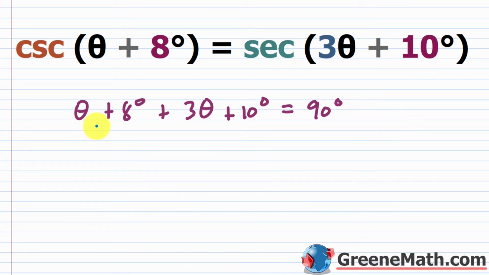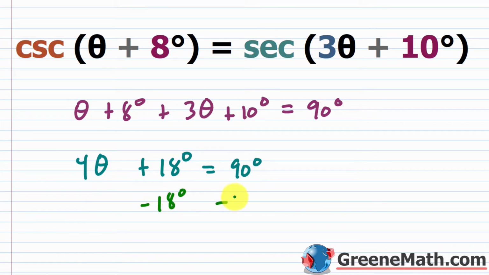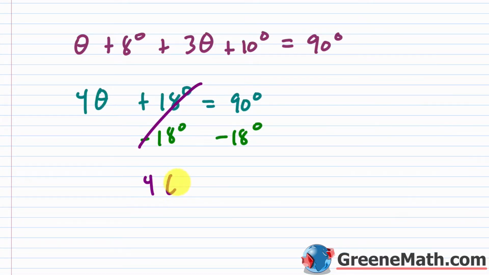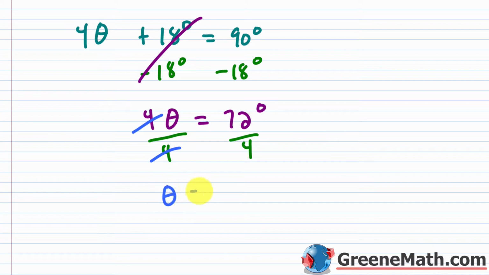Okay, so theta plus 3 theta is 4 theta. 8 degrees plus 10 degrees is 18 degrees, and this equals 90 degrees. Let's subtract 18 degrees away from each side of the equation. This is going to cancel. So we have 4 theta is equal to 90 degrees minus 18 degrees, which is 72 degrees. What I'm going to do from here is divide both sides of the equation by 4. And so this right here is going to cancel. And we'll say that theta is equal to 72 degrees divided by 4, which is 18 degrees. So that's our answer for theta.